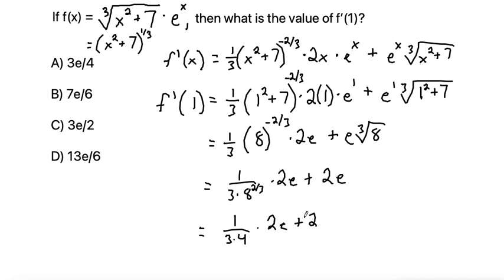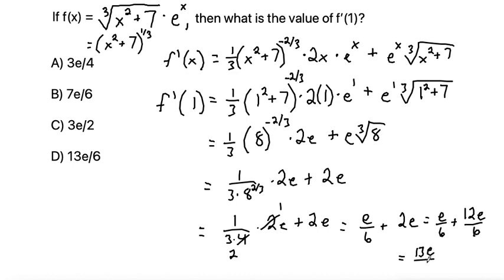Now when we multiply, this 2 will cancel out with that 4 to make a 2 on the bottom and a 1 on the top. So we can simplify this to 3 times 2 is 6, so that would be e over 6 plus 2e. And then making a common denominator of 6, it is e over 6 plus 12e over 6. And then when we add them, that makes 13e over 6, which would be our final answer.